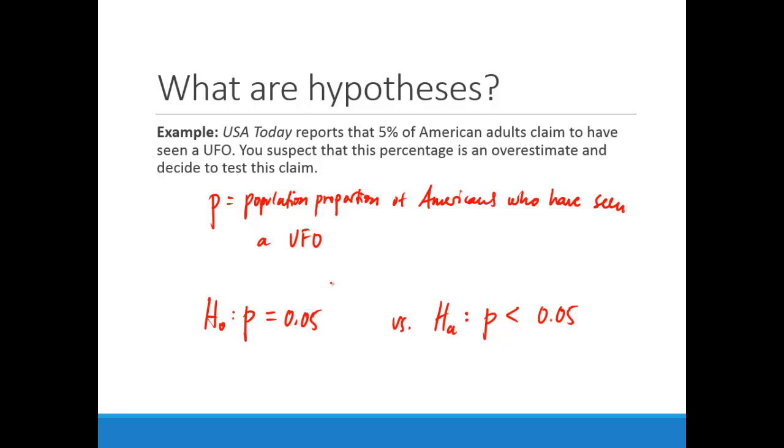We'll start with the claim. We'll assume that what we've been told is true. So that's kind of another way to think about the null hypothesis. So we can assume that we've been told the truth.